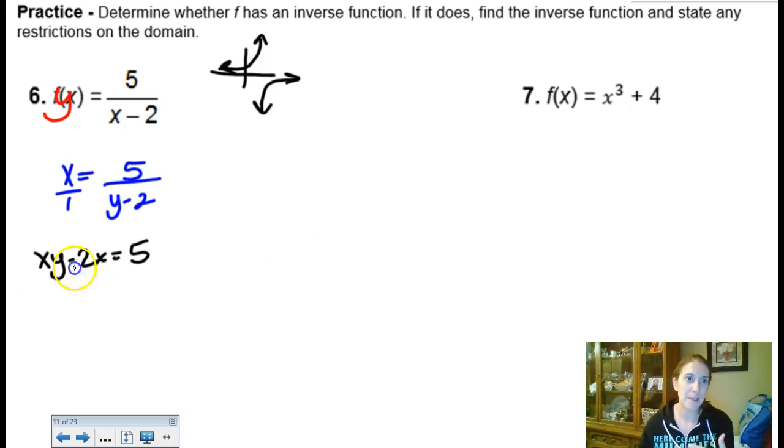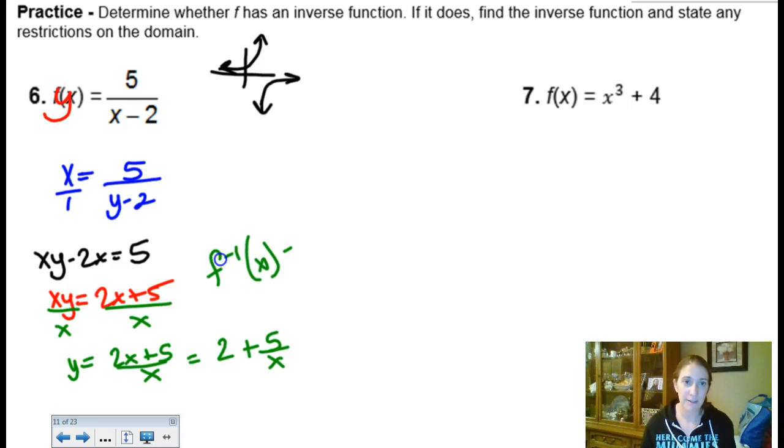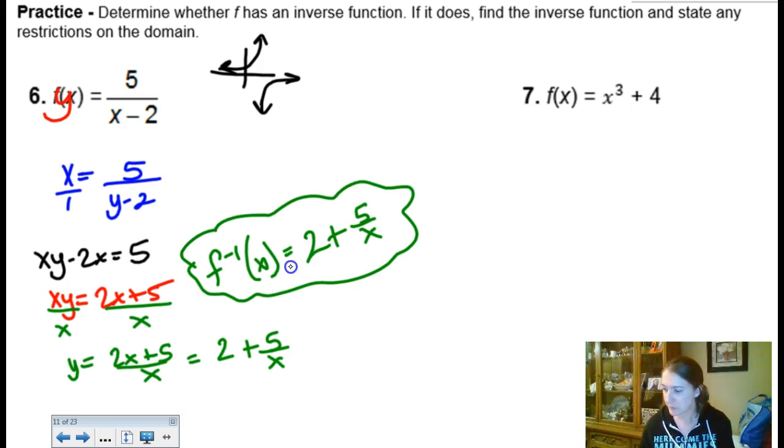And then there's only one y in the problem, so you just kind of have to isolate it, right? So we're going to add the 2x over. So xy equals 2x plus 5. And then divide everybody by an x. Now, this is not a line in any way. So as far as how we should simplify this, technically this is okay. You could also divide each piece by an x and call it 2 plus 5 over x. Either way, we have to go back and call it inverse function f of x. Something like that. Oh, that's lovely, isn't it? All right, what else?